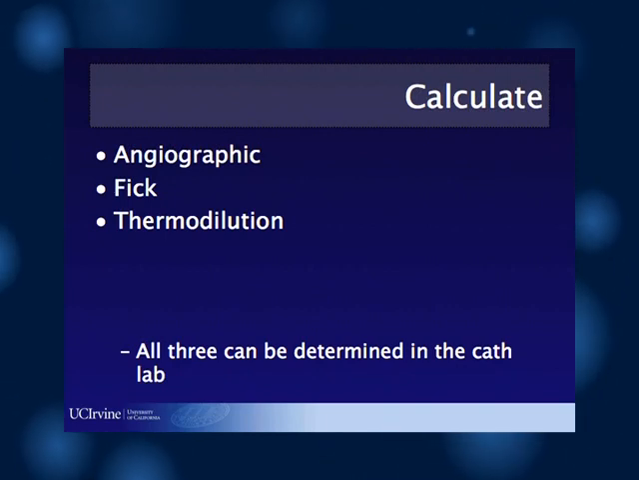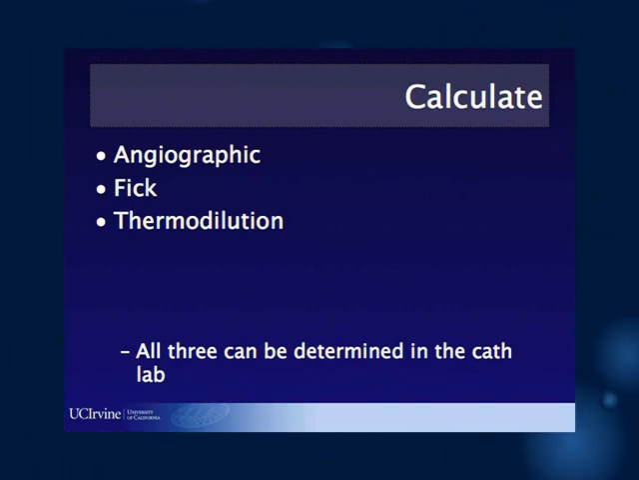The Fick method depends on the measurement of oxygen consumption and the pulmonary artery oxygen content versus the mixed venous oxygen content. We'll go over each of these methods in a little more detail in the subsequent slides.